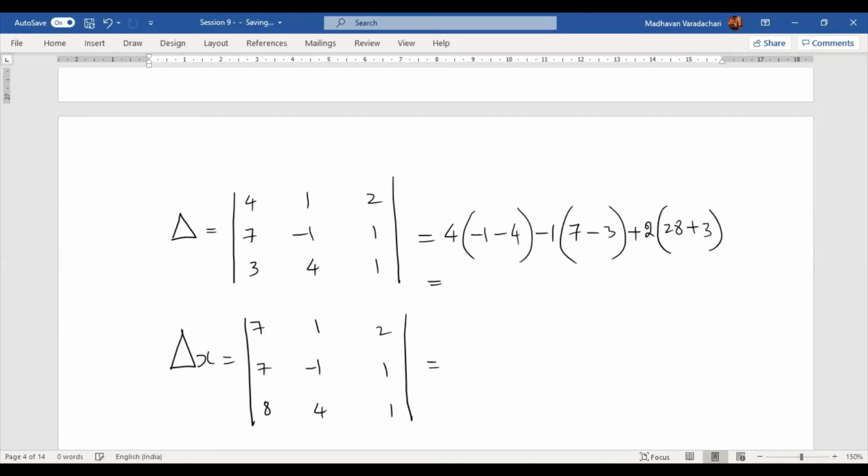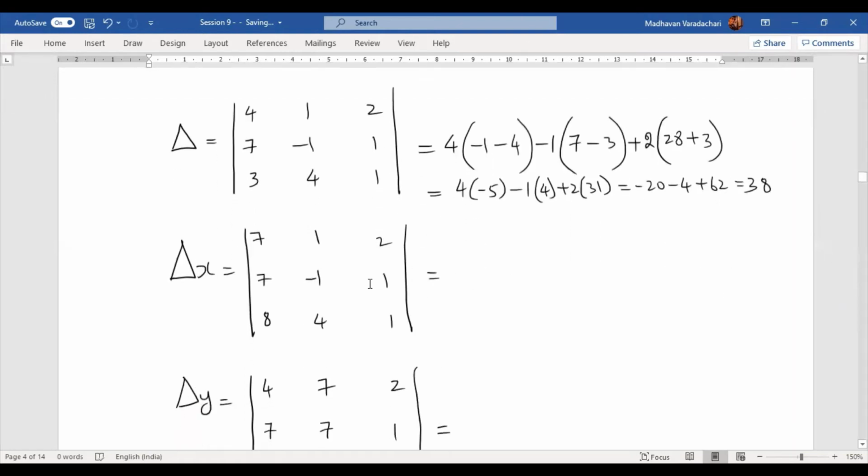So what do we get? This is minus 5, 4 into minus 5, minus 1 into 7 minus 3 is 4, plus 2 into this is 31. We evaluate, it is negative 20 minus 4, plus 62. So this is negative 34 plus 62. So how much do we get? Negative 24 plus 62. It works out to 38.